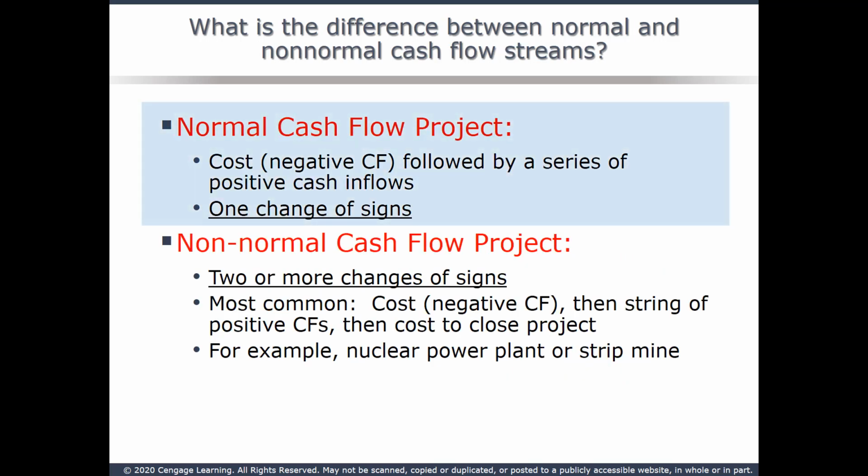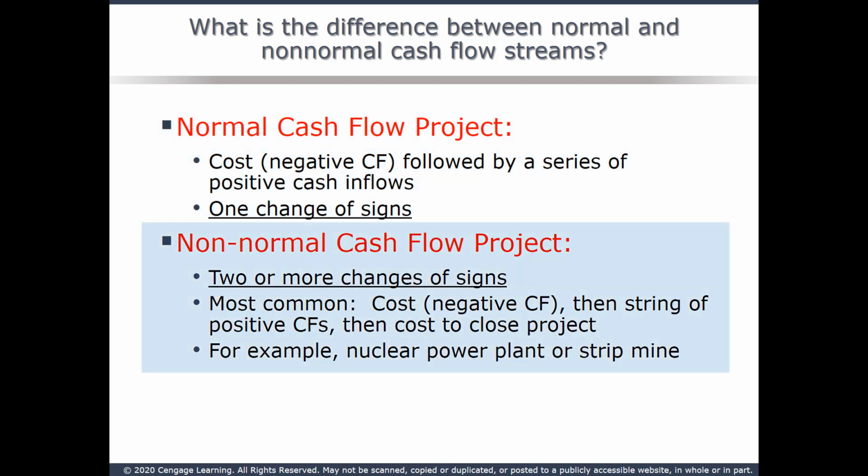A project with normal cash flows has one outflow, an investment, at time 0, followed by a series of positive inflows for the life of the project. One change in sign from time 0 to time 1. A non-normal cash flow stream has 2 or more changes in sign. The example given is a strip mine, when the land must be reclaimed when the mine is exhausted, causing a large negative cash flow at the end of the project.